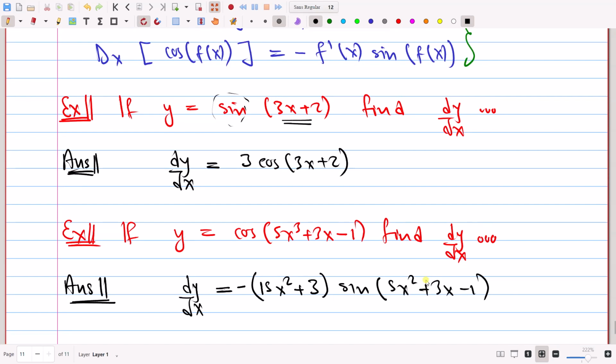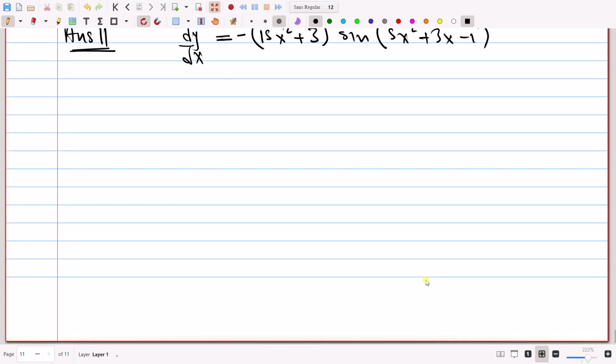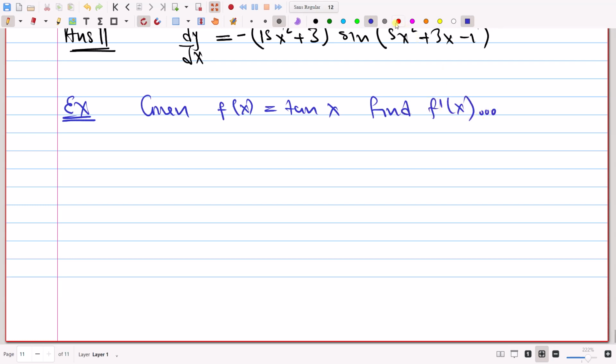But these are not the only trigonometric functions that we have in maths. How do we deal with other functions, like the function tan? How can we differentiate the tan function that we know exists? Let's suppose you're given the function f of x equal to tan of x, and they ask you to find f prime of x. How will you go about that?